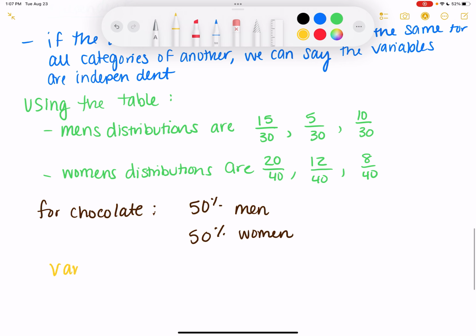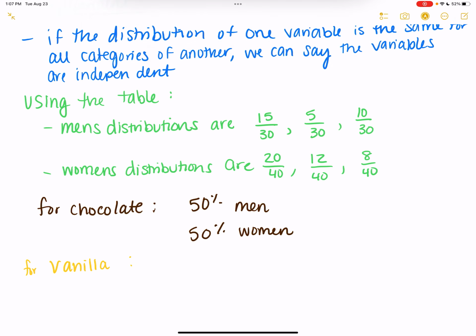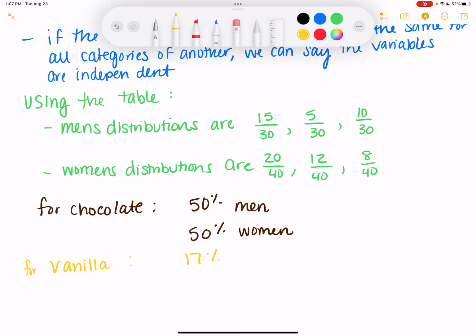All right, then vanilla. Might need a calculator to do some of these ones. It's like 17.6, so I've got it down at 17%. It probably is a little bit of a repeating decimal. And then for women, I have this one rounded a little bit, too. That's 30%.